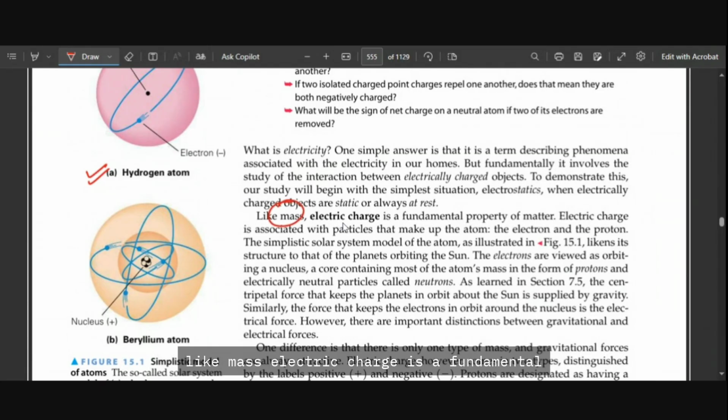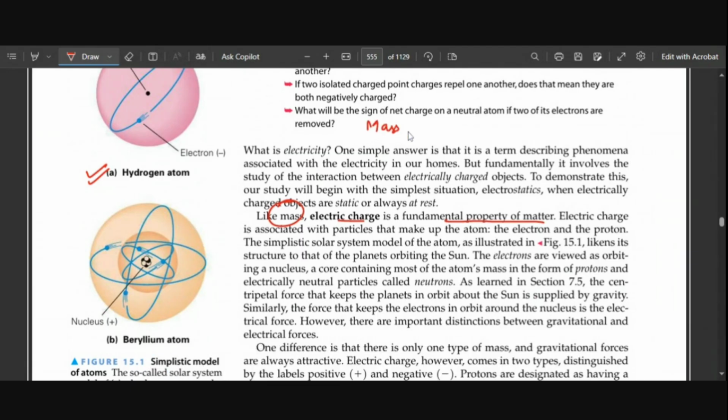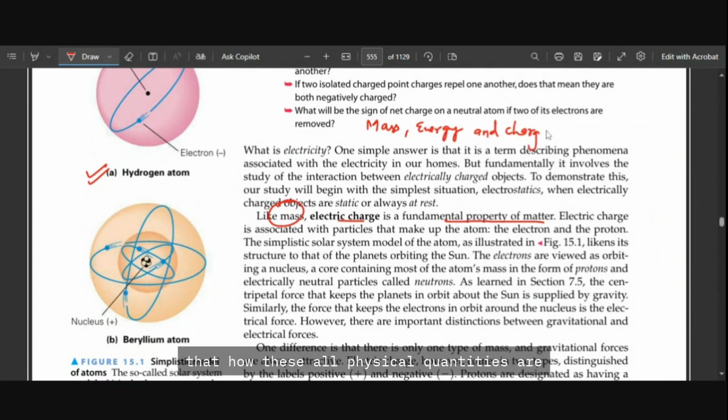Like mass, electric charge is a fundamental property of matter, as we already discussed. Conservation principles are only defined for mass, energy, and charge, and we also understood how these physical quantities are interrelated. If a body possesses mass, it must possess some charge. And if a body possesses some mass, it must possess some energy as well.